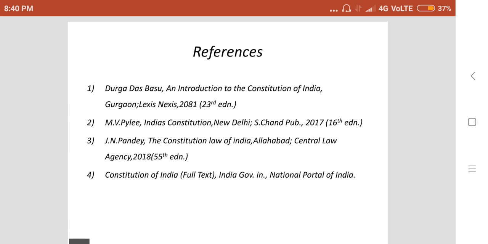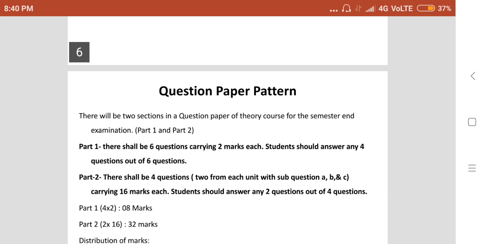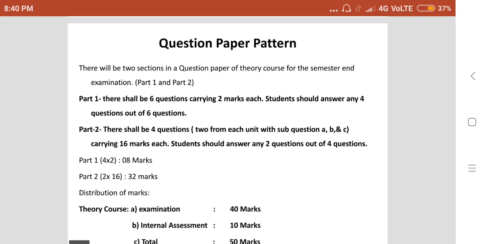So you can see some reference books for your reference. Then I should also say something about the question paper pattern.